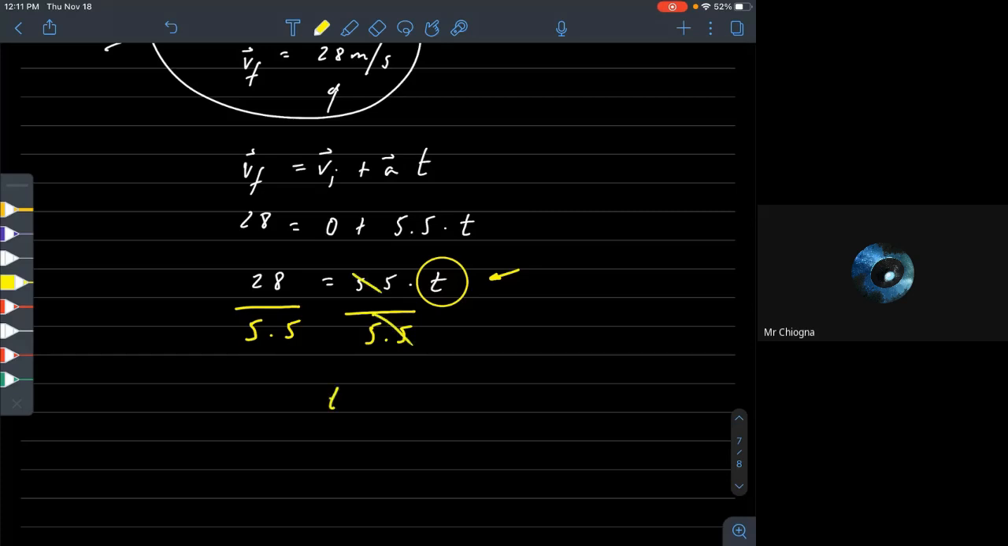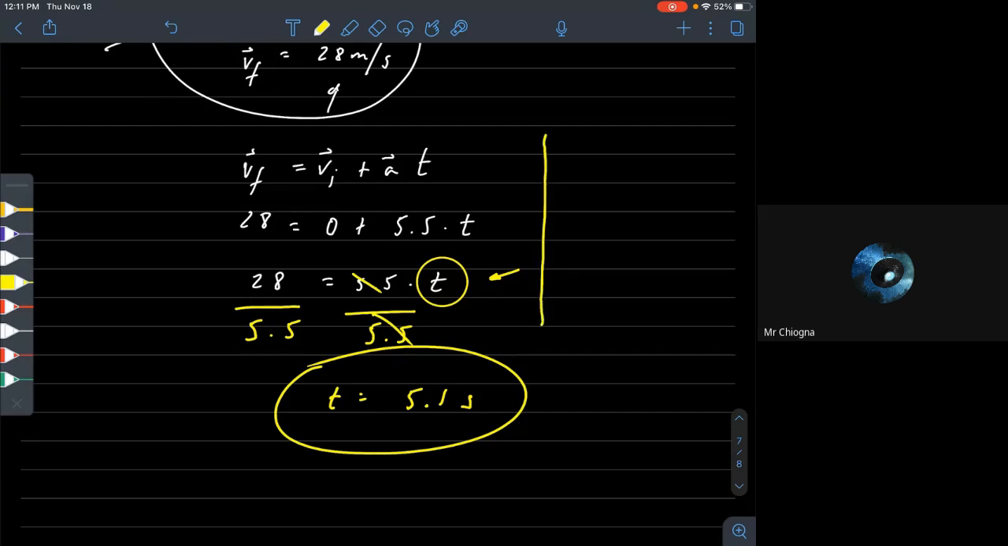Okay, so t works out to be 5.1 seconds. Don't forget the units. T is always positive. Okay, alternatively, you could have done it this way. Up to you. The same way, except you're solving for the variable first. Solve for t.